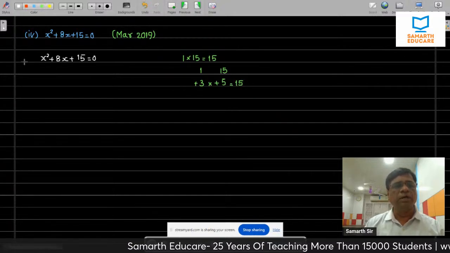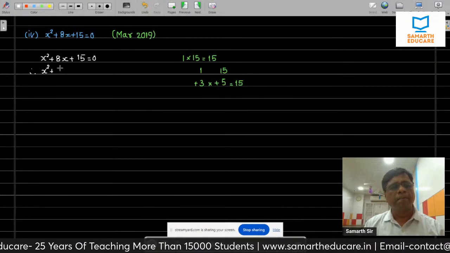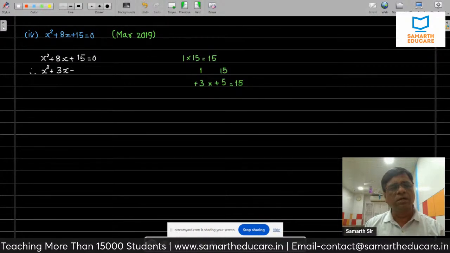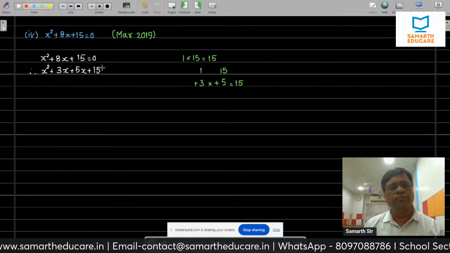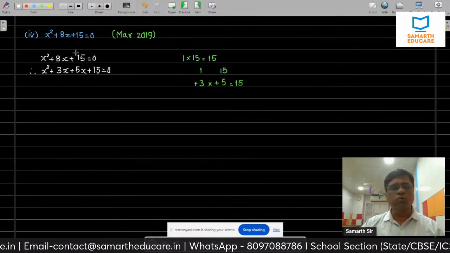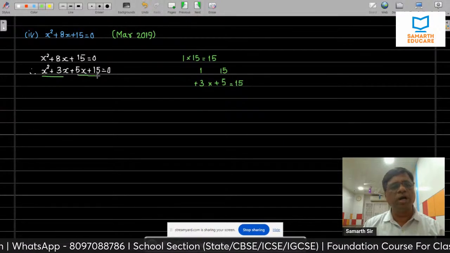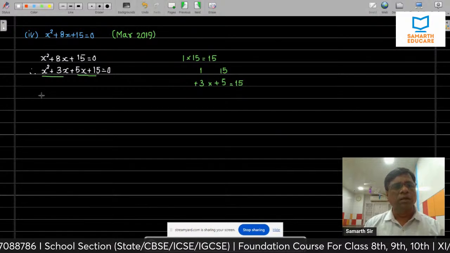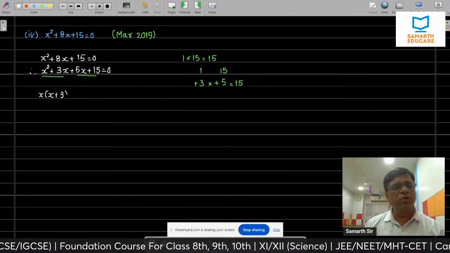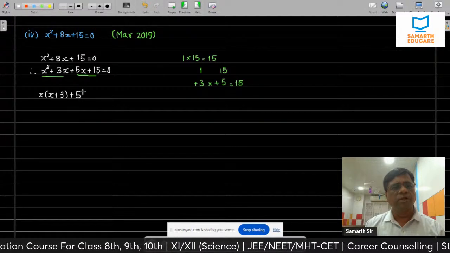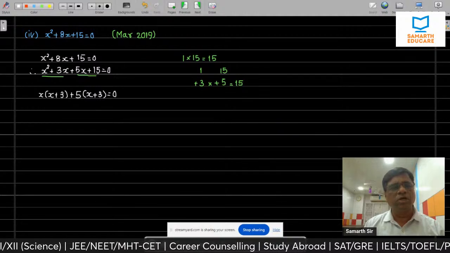Hence here x square plus 3x plus 5x plus 15 is equal to 0. Now from the first two terms, I'll split it in two parts. x into x plus 3 plus 5 into x plus 3 is equal to 0.